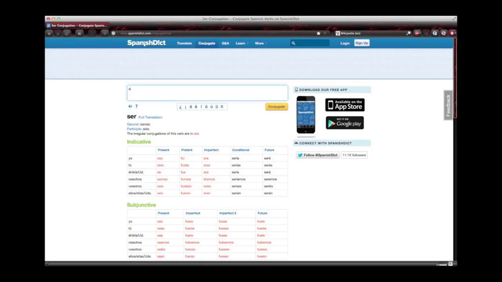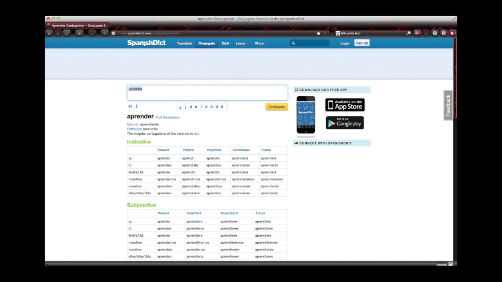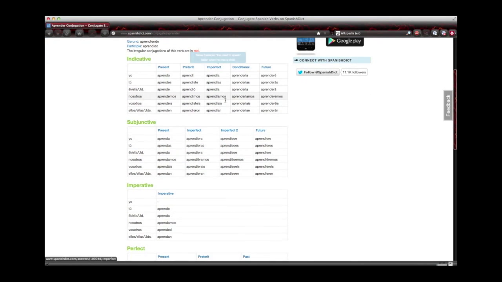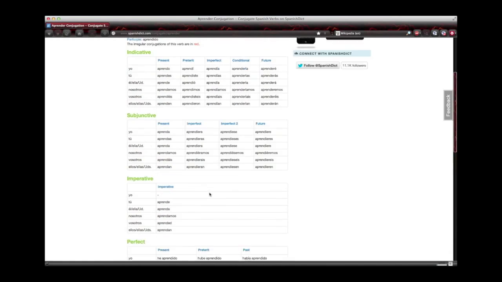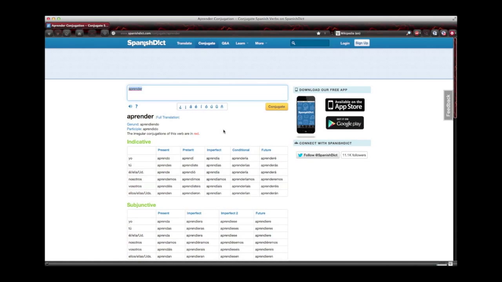Let's look up another word that is common and regular. This is a completely regular verb. It is not irregular at all. Notice how there isn't any red. No red text. So it is a completely regular verb.